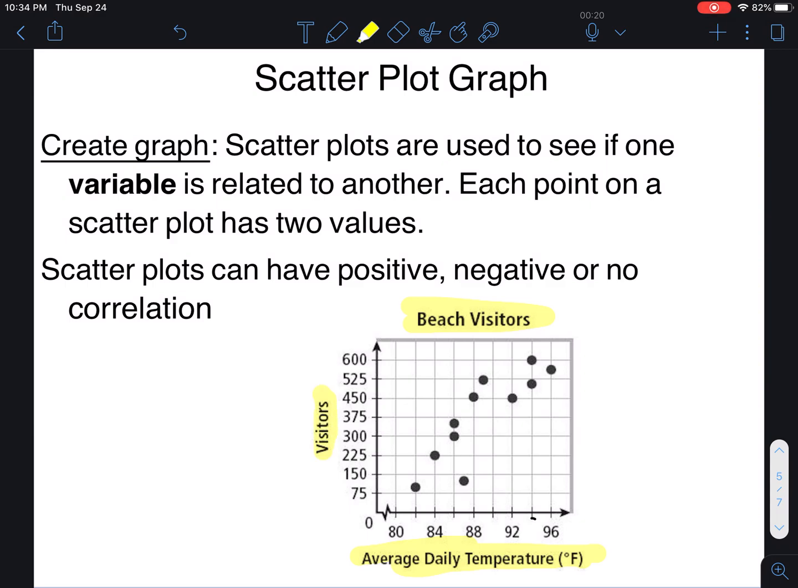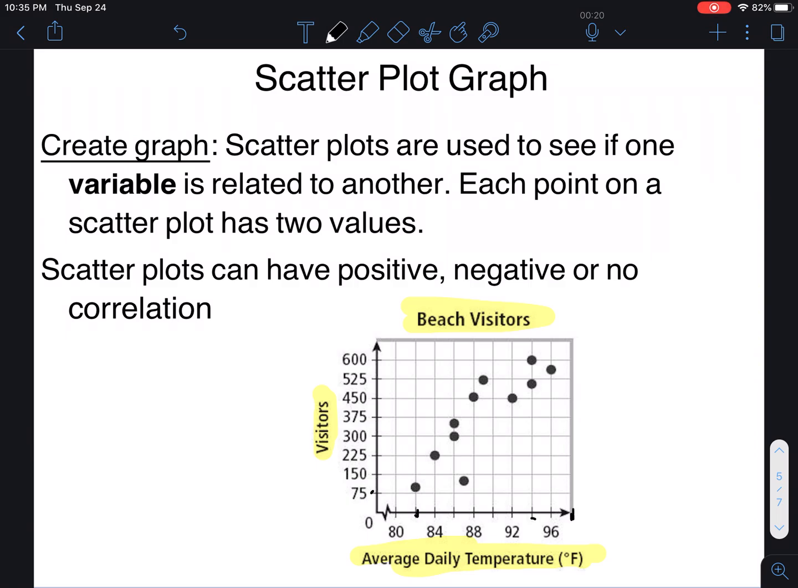So the average temperature, each one of the lines looks like represents 2 degrees Fahrenheit. So it goes from 80 to 82 to 84, all the way up to 96, and this last line would be 98 degrees Fahrenheit. And these are the number of visitors. Each one of these lines looks like represents 75 visitors. It goes from 75 up to 600.